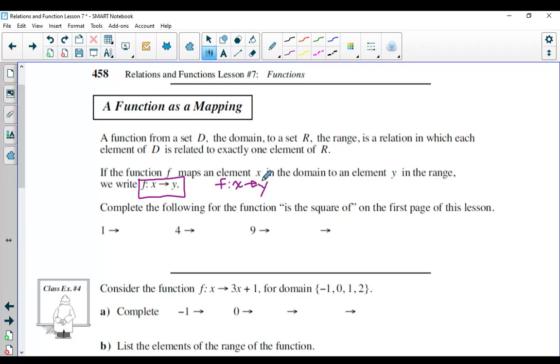So f would be an abbreviation for a function. So what is a function? A function is where each x element relates. That little arrow coming out of x, you can think of that as meaning relates. Each x element relates to one y element.